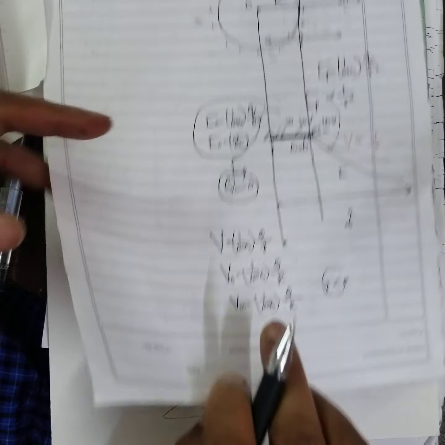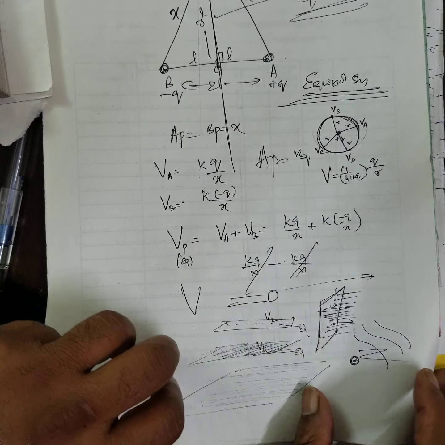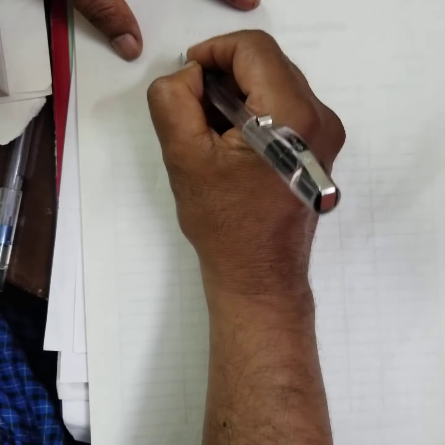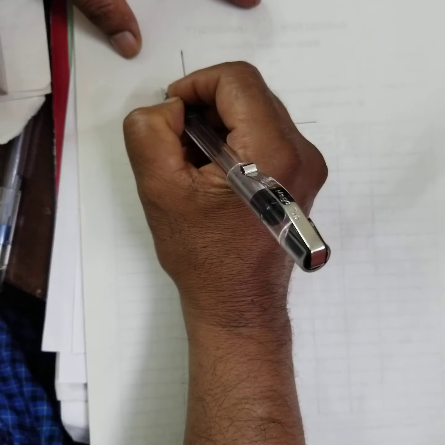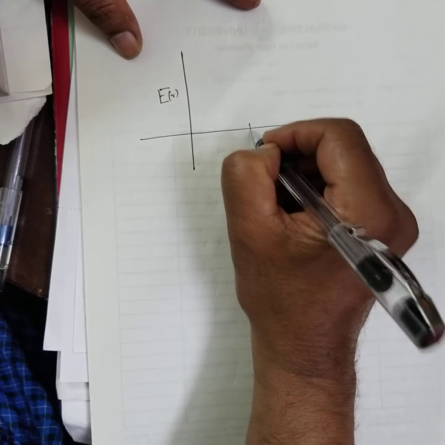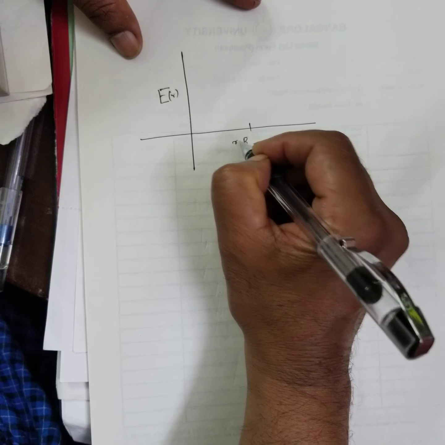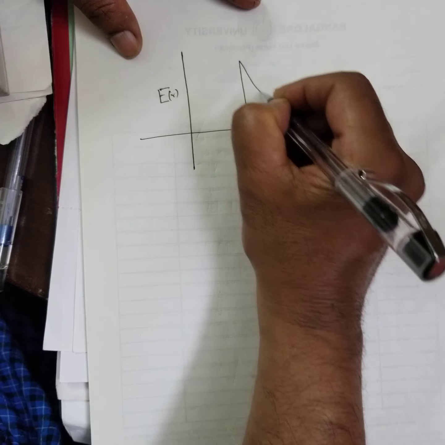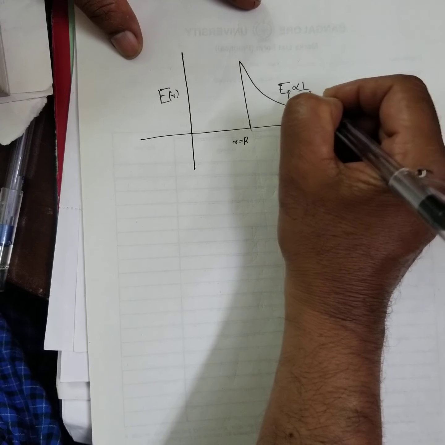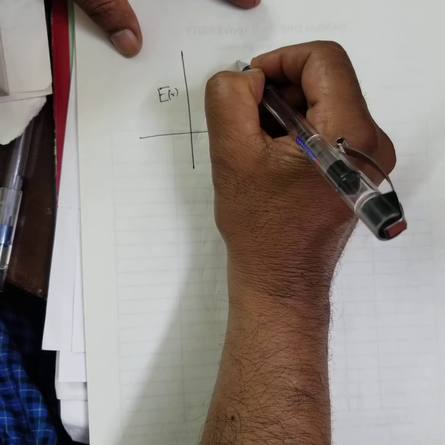Therefore, the electric intensity at any r greater than R is inversely proportional to r square, and here what?